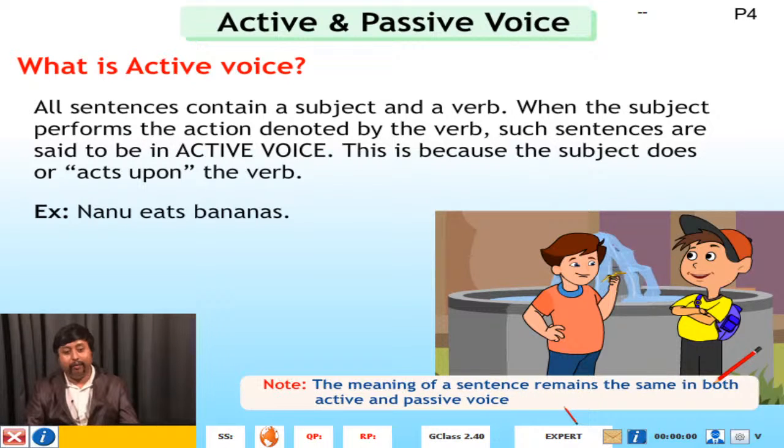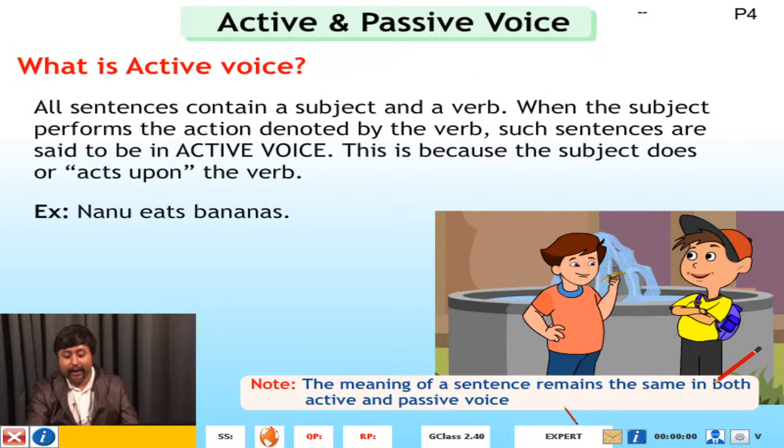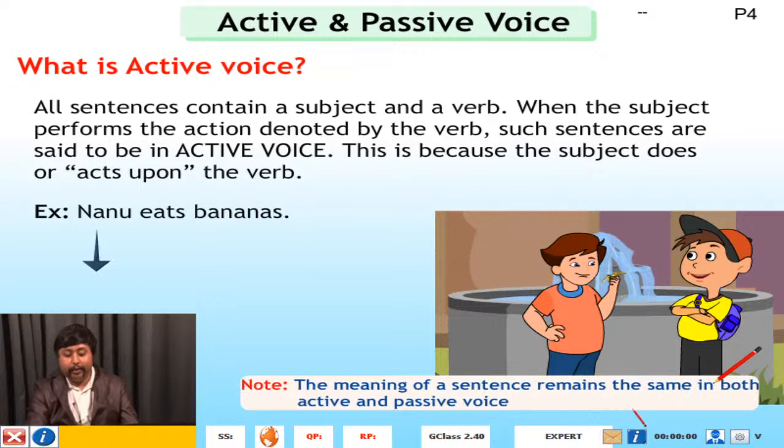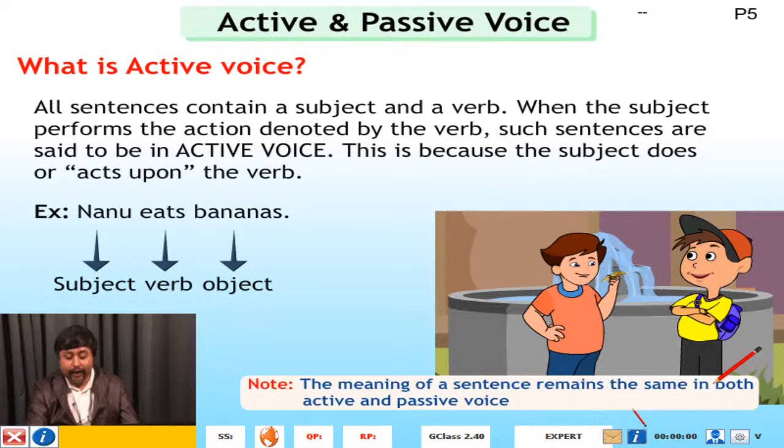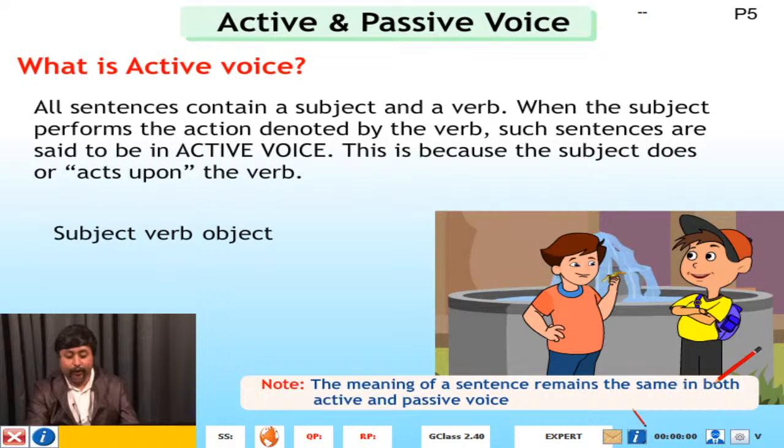Okay? Example is what? Nanu eats bananas. So Nanu eats bananas. Nanu is the subject. Eats is the verb, right? And bananas is the object. So here who's eating? Nanu is eating, right? So who performed the action? It's the subject that is performing the action. So this is an active voice.